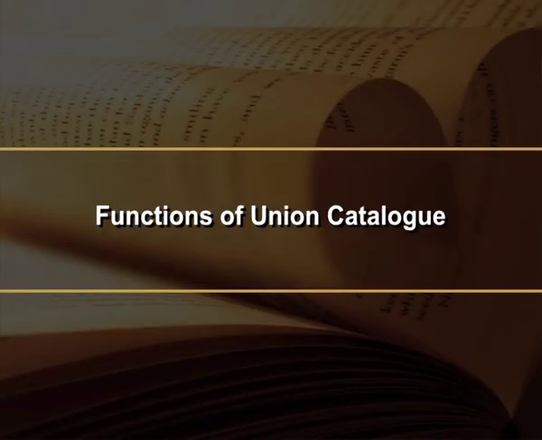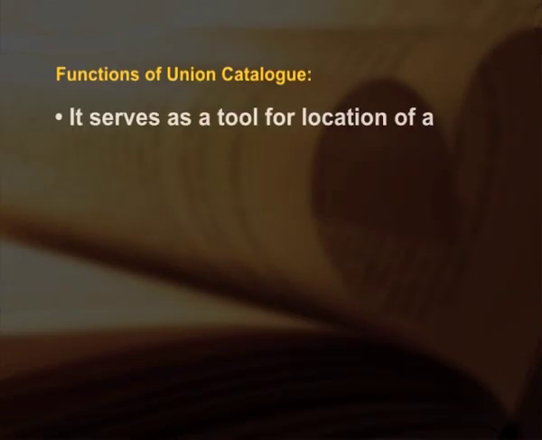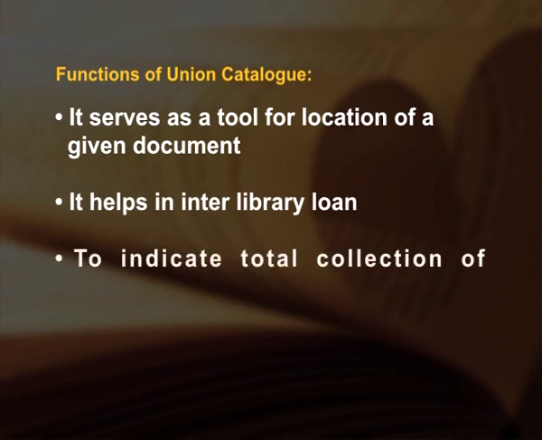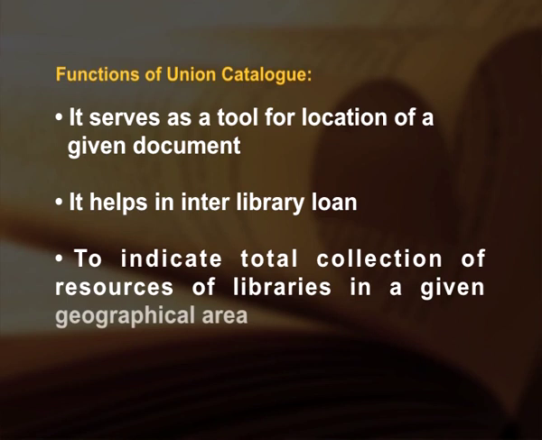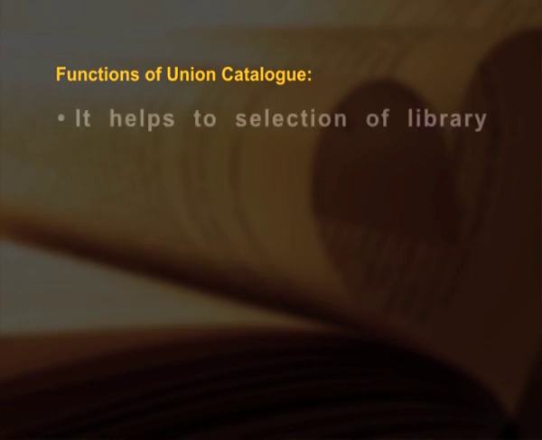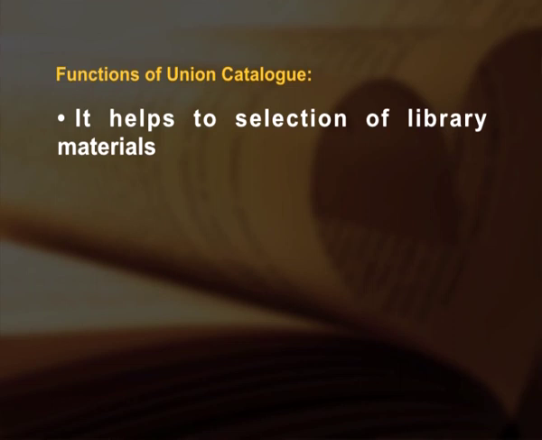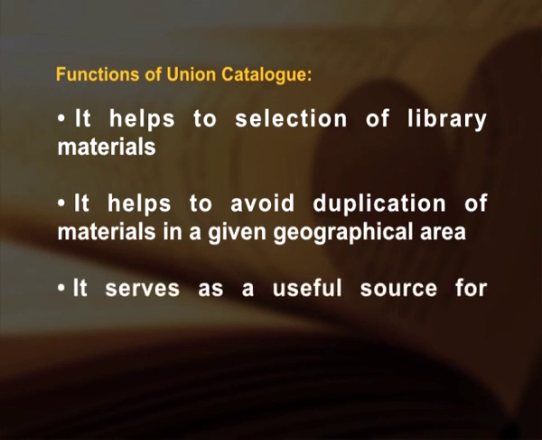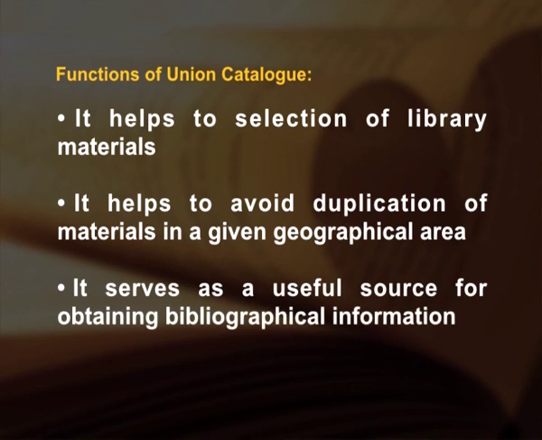Functions of Union Catalogue. It serves as a tool for location of a given document. It helps in inter-library loan. To indicate total collection of resources of libraries in a given geographical area. It helps in the selection of library materials. It helps to avoid duplication of materials in a given geographical area. It serves as a useful source for obtaining bibliographical information.